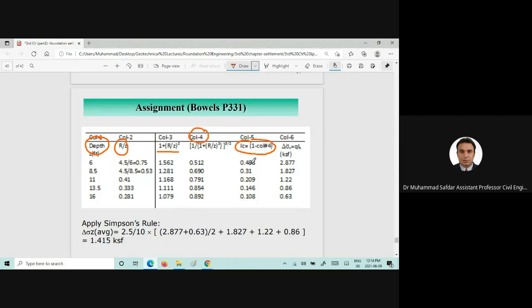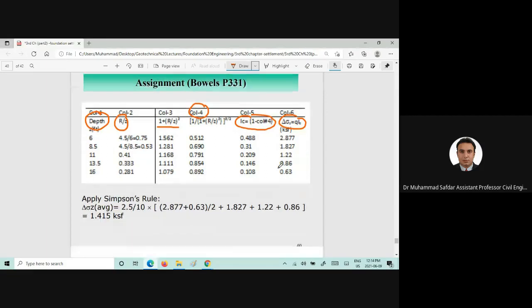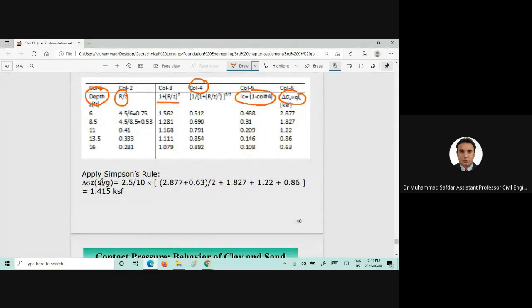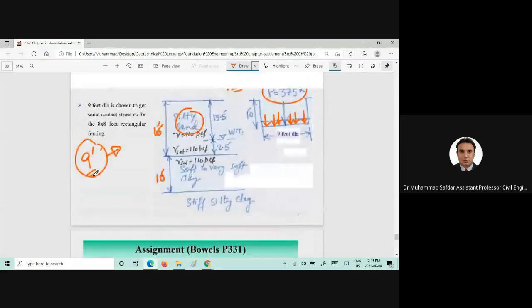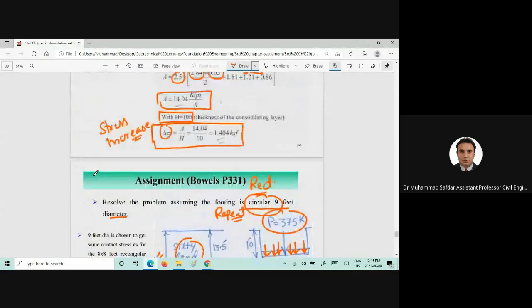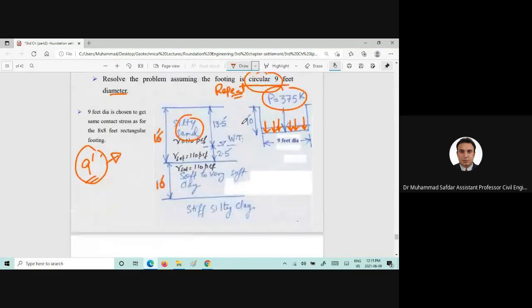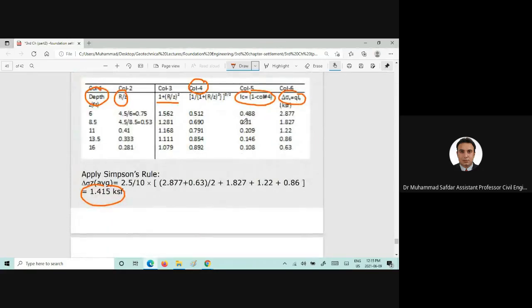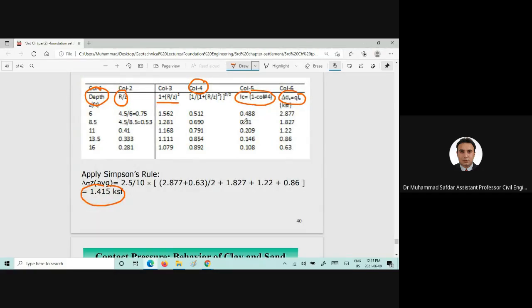And once you get that, delta sigma z is Q times I sigma or IC, and that is equal to 1.415. So what was the delta sigma? A slight change you can see: that is 1.404 KSF, and here it's 1.415 KSF. That is due to the shape of the footing.